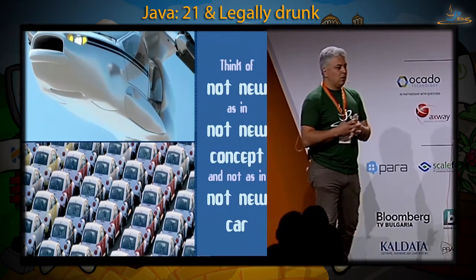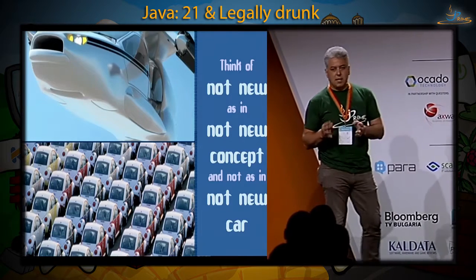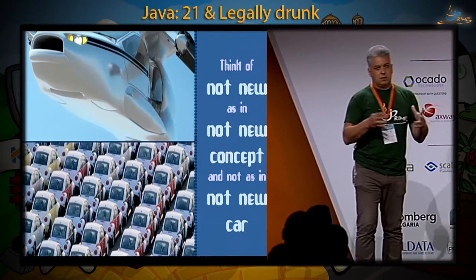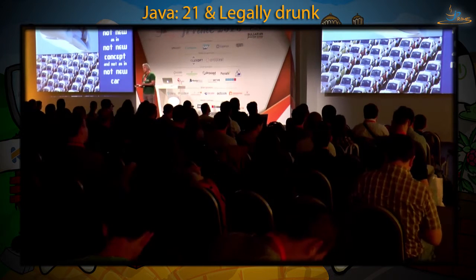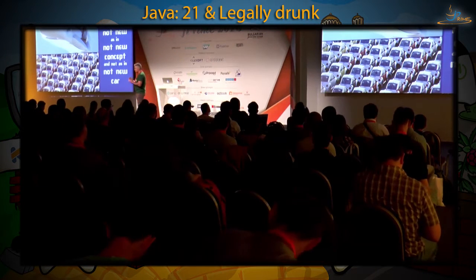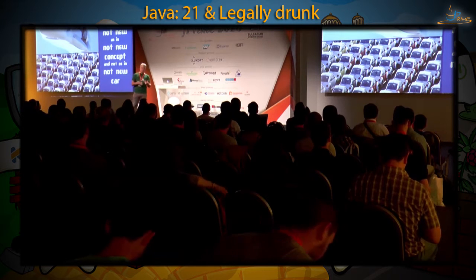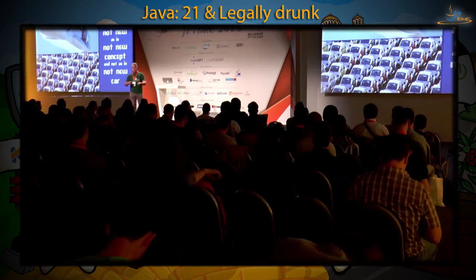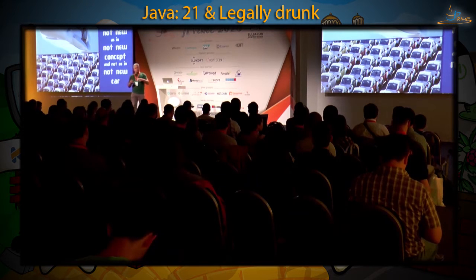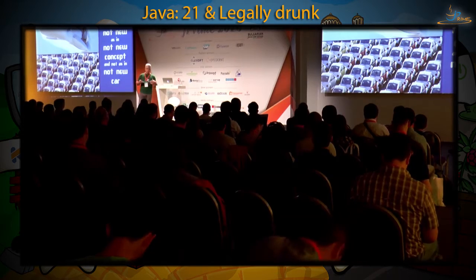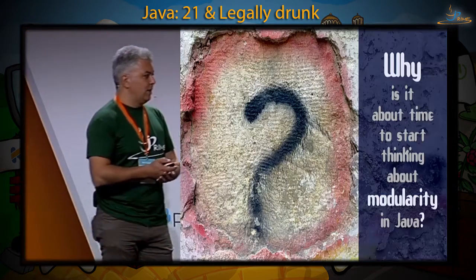So when I say what's not new in modular Java, I want you to think about not new as in not a new concept, and not as in a new car. There are a lot of new things coming in terms of tooling, APIs, and frameworks, but I want to concentrate on the concept, not on the tooling. This is what we will be talking about today.